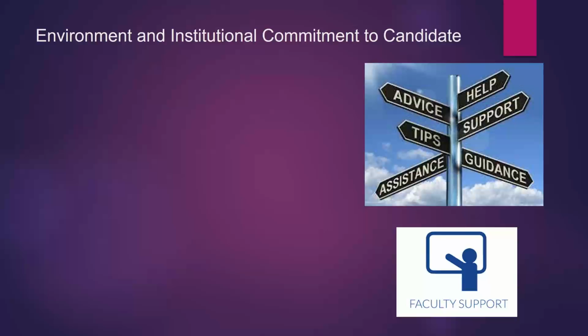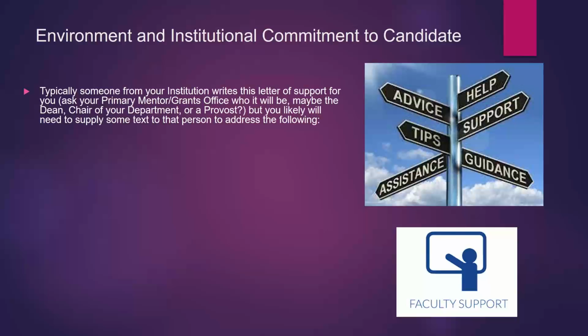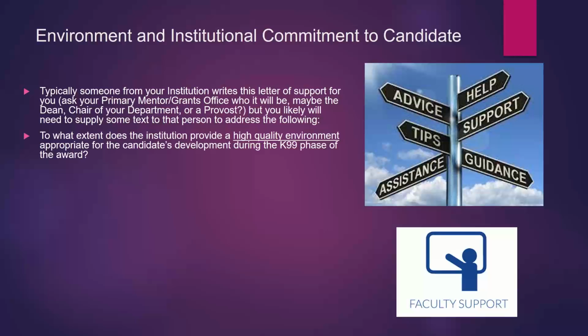The third section we're covering today is environment and institutional commitment to candidate. So typically you ask someone from your institution to write this letter of support for you. Ask your primary mentor or grants office who it will be. Maybe it'll be the dean of your college, the chair of your department, or a provost. But you'll likely need to supply some text to that person to address the following things.